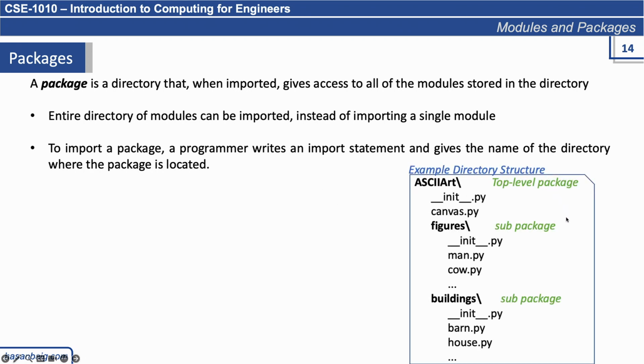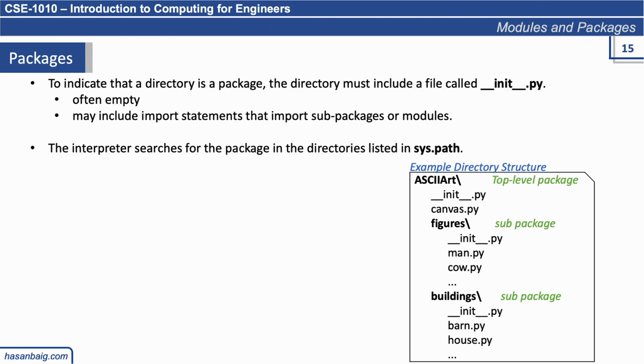Suppose this is a directory structure, where the top level package is skart, a top level directory, and inside it contains several files: __init__.py, canvas.py, and then a subfolder, figures. Figures is a subpackage which contains another set of files, and buildings is a separate folder which contains separate files. So we can actually import the entire package in our program.